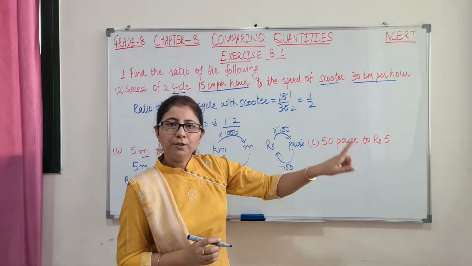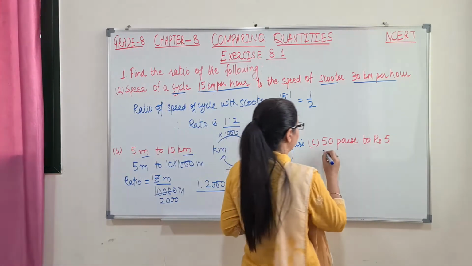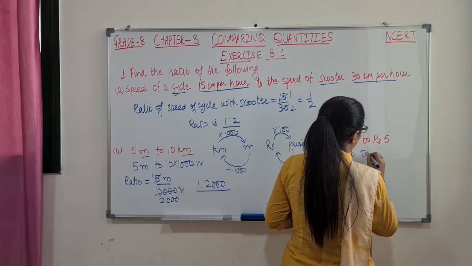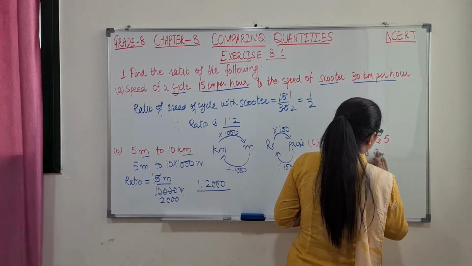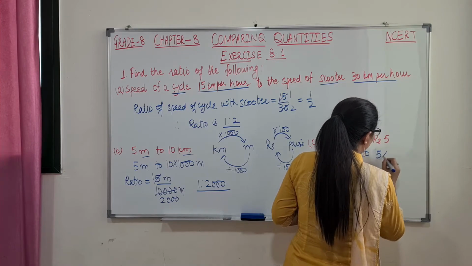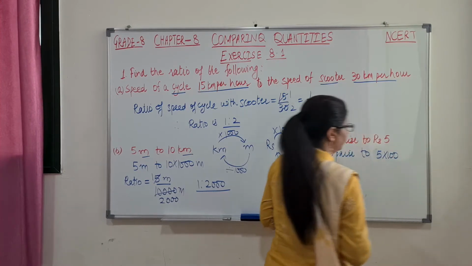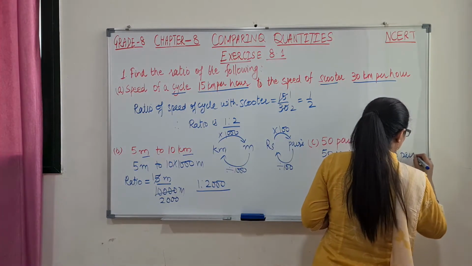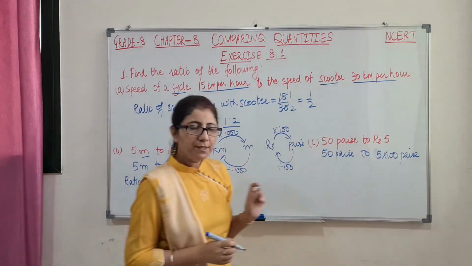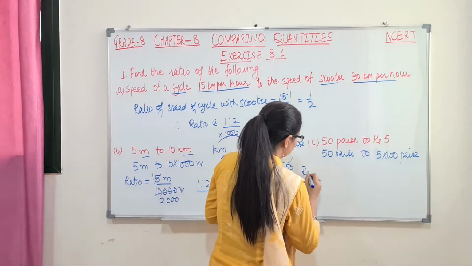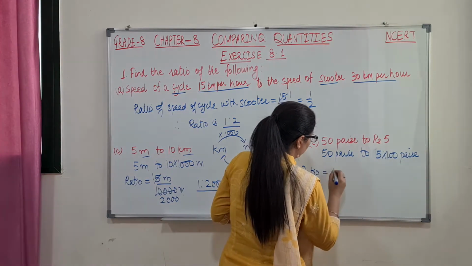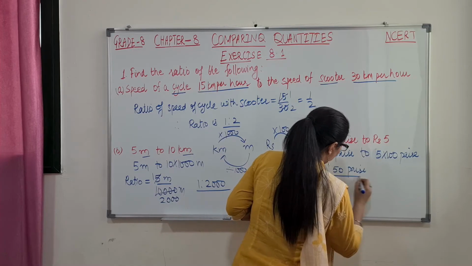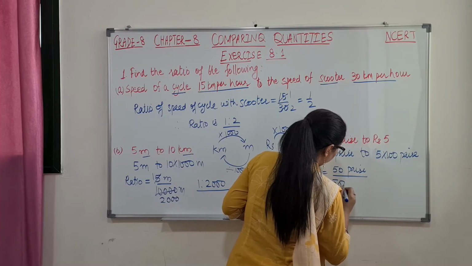So first we will convert 5 rupees into paise. So I write again 50 paise to 5 into 100. Okay, units should be written first. So therefore, what is our ratio? Ratio is 50 paise over 5 into 100, 500 paise.